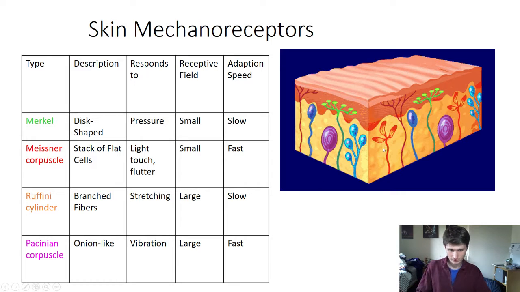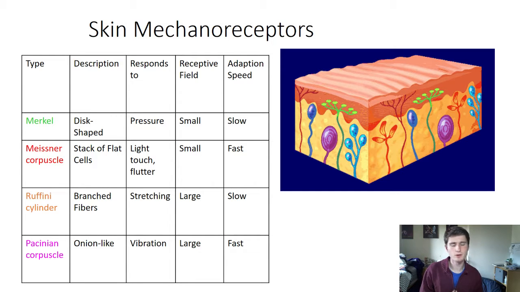Next, there's the Meissner corpuscle, which is a stack of flat cells that responds to touch, light touch, and flutters. Its receptive field is pretty small, and its adaptation speed is pretty quick. So if you think about light touch, it's going to be pretty fast. The receptive field has got to be small because you want to be able to tell the difference between a light touch and a flutter, and you want to be able to know where those are.